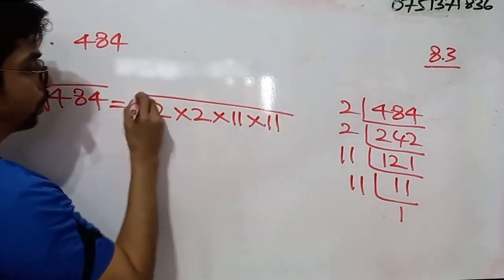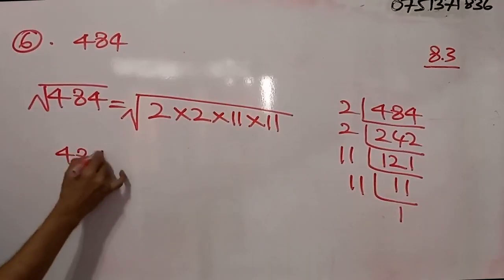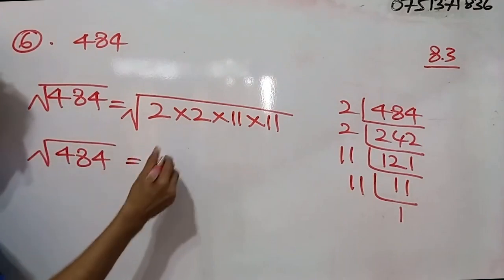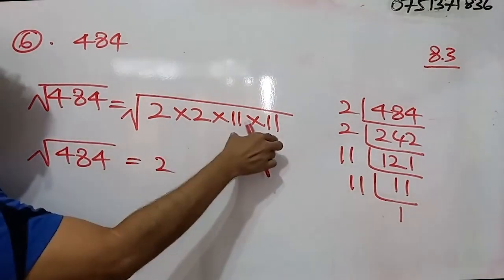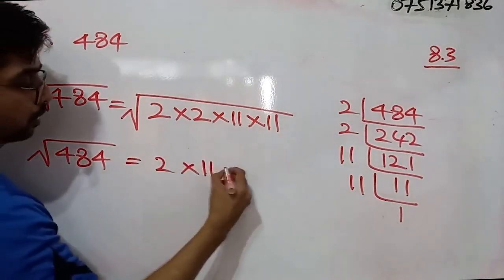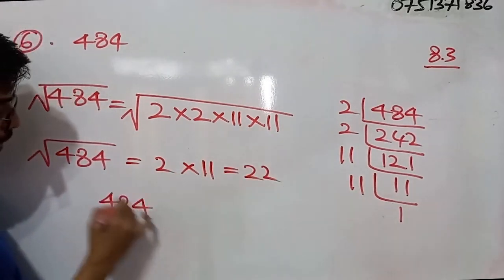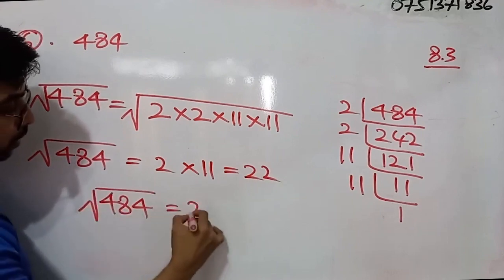Then we have to find the square root, no? So the square root of 484, we have 2 of 2's, so we can pick 1. 2 of 11's, I can pick 1. 2 into 11, that is what? 22. So the square root of 484, that is what? 22.